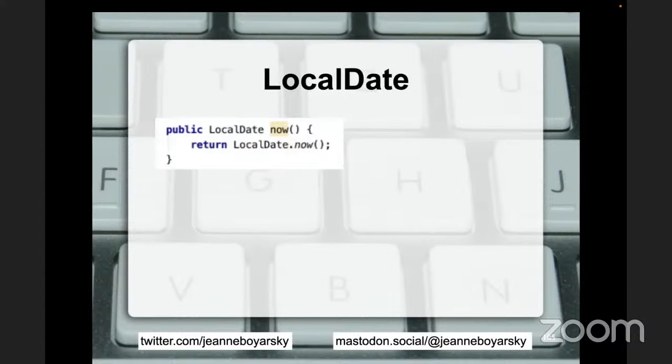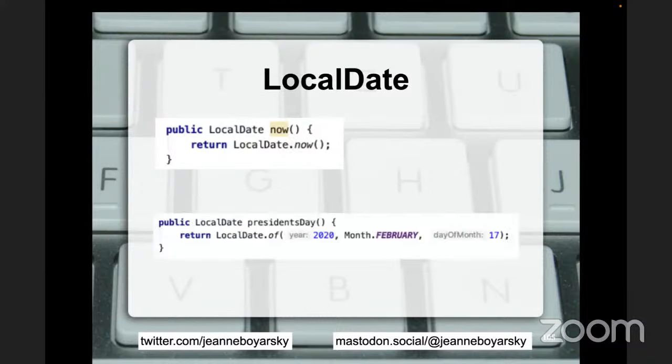Then there's dates. LocalDate is the new Java 8 way of getting dates. And I use new in quotes because I keep seeing people write stuff with the old Date. Stop that. This isn't new. LocalDate is immutable and it's clear. So you can call now to get that moment in time.